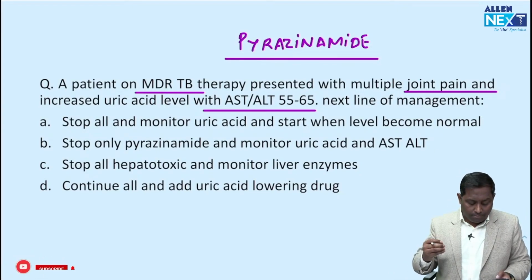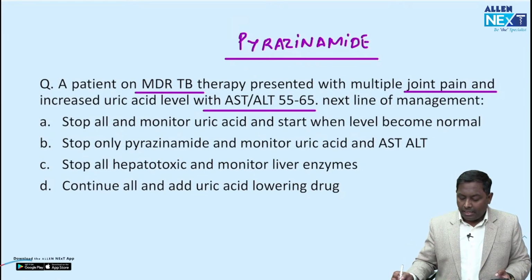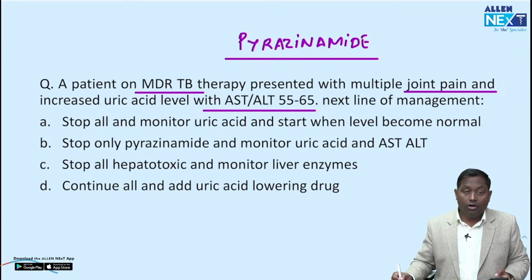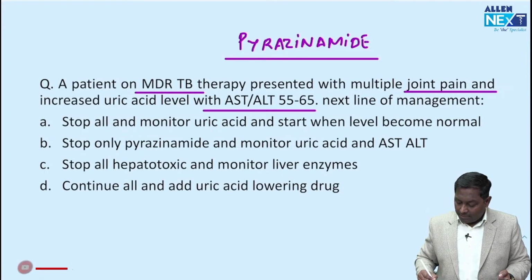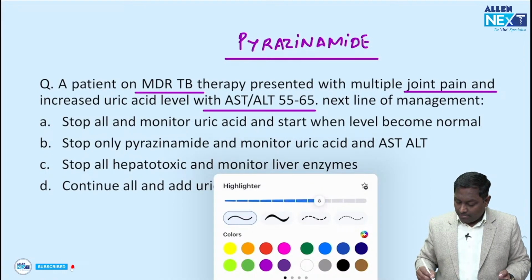We always ask to follow up. Whenever there is any problem, ask the patient to follow up. Stop only pyrazinamide and monitor uric acid and AST, ALT. Stop all hepatotoxic drugs and monitor liver enzyme. Continue all and add uric acid lowering drug. Do you guys think that option was there? These options were there, the options that I have used here. Are these options correct in the same order, or were there some language changes? The question says next line of management. I hope it was the same, next line of management.